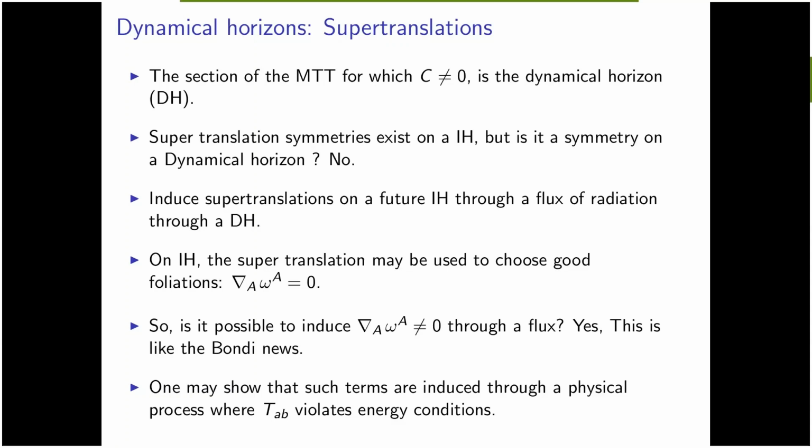So how do we know that a super translation has been induced? One can show that a good choice of foliation is the measure of the super translation. This is like the Bondi news tensor that Amitabh was talking of in the morning. This is the measure of that flux, and using this dynamical horizon framework, we have found a way to induce super translations on a dynamical black hole.